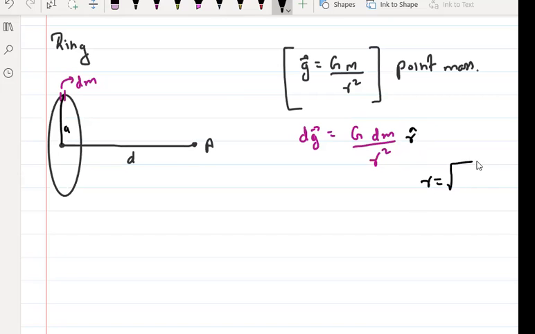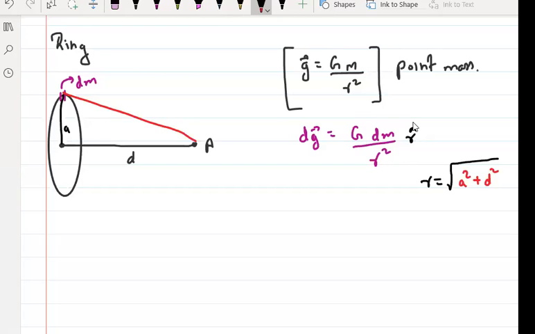Guys, Pythagoras theorem, right? I'll just use red pen. So this is this distance. Yes or no? This is this distance. So it is under root of a square plus d square. Agree? Anyone have any doubt till this point? Understood what is dm, what is r, step by step, right? Okay, very good.